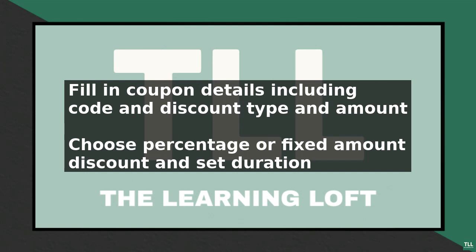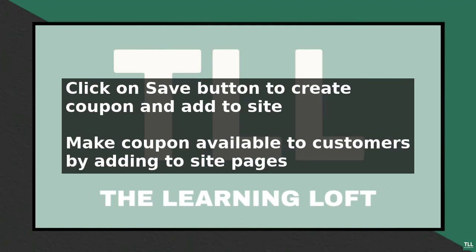The coupon will now be listed in the Promotions panel, where you can view, edit, or delete it as needed. To make the coupon available to your customers, you will need to add it to your site. To do this, go to the Wix editor and click on the Add button. Then select More from the drop-down menu.